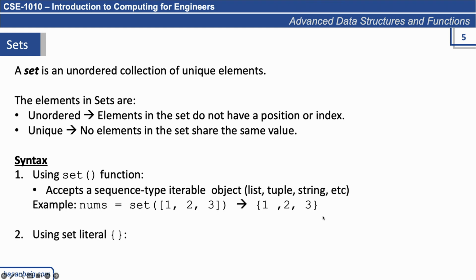We can also initialize a set using curly braces. Instead of using a set function, we can use curly braces. For example, nums equals curly brace 1, 2, 3, and it will create a set of unique elements.